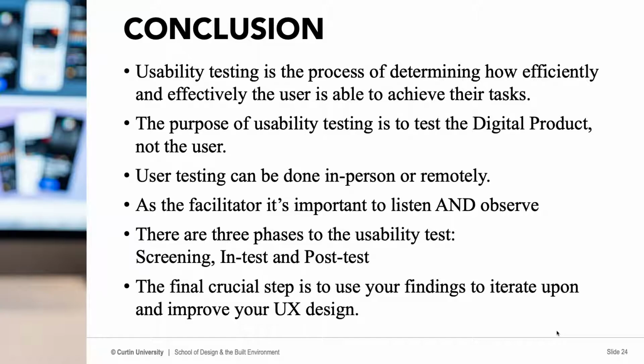There are 3 phases to the usability test. The screening phase, where you're trying to filter out people who are maybe not relevant, and only continue your test with people who are representative of your target audience. There's the in-test phase, while you're doing the testing, with related questions and approaches. And then there's the post-testing phase, after they've completed their tasks, with questions that you might have and discussions that you might follow up with that person while they're still there. Now, the final really critical step is to use your findings to iterate and improve your UX design. That's really the purpose of this UX research: gaining insights so that you can make a better version of your product.